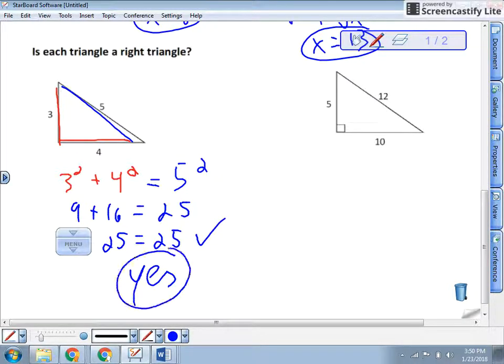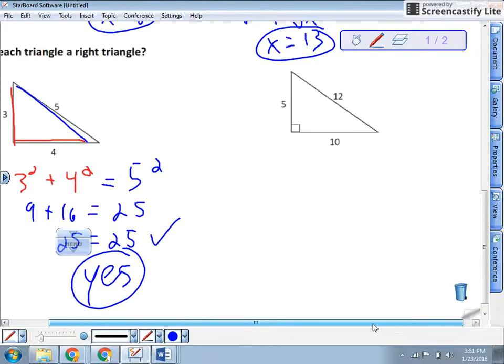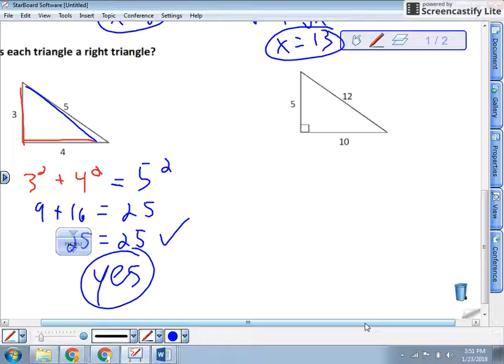Every set of numbers won't always work. You can't use any 3 numbers you want for a right triangle. It has to follow the Pythagorean theorem. Let's take a look at this example. 5 squared plus 10 squared. Does that equal 12 squared?